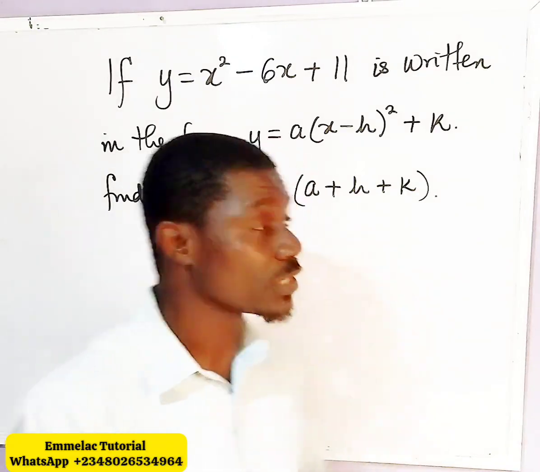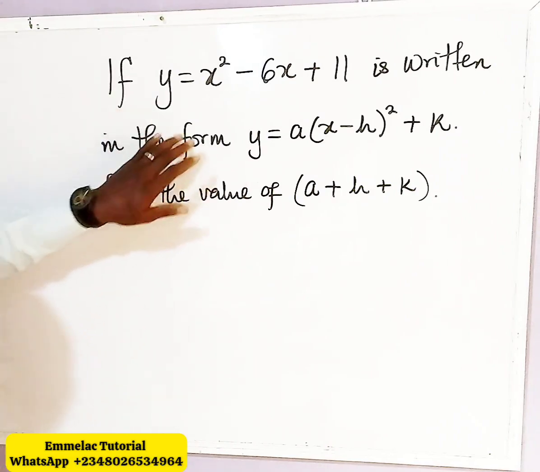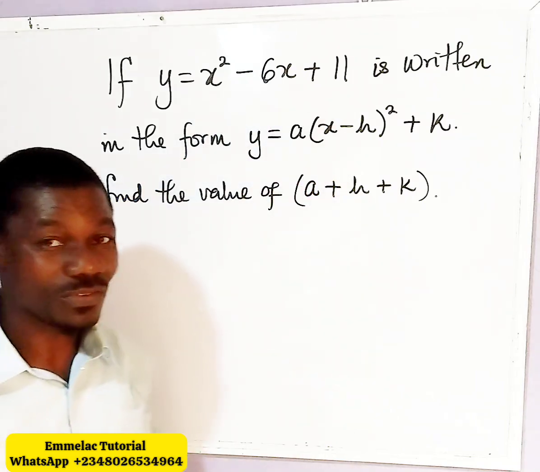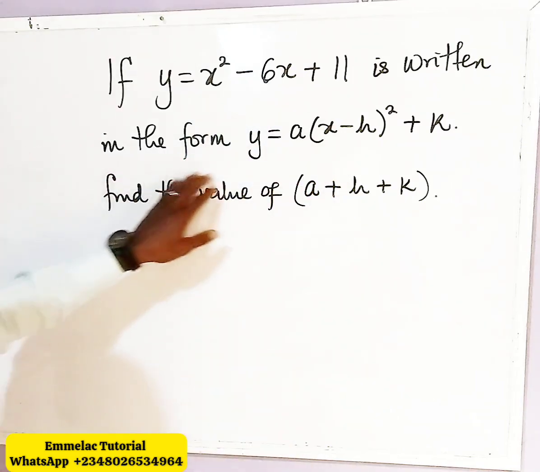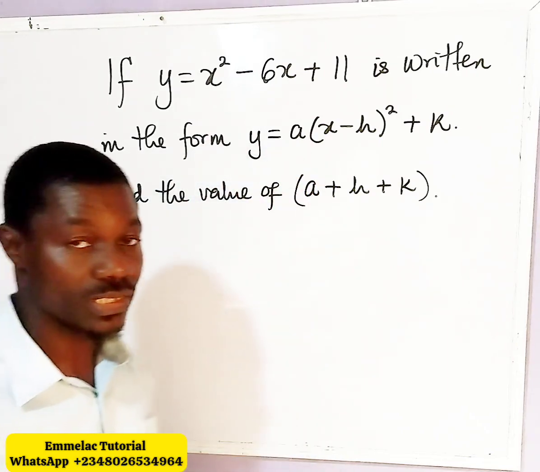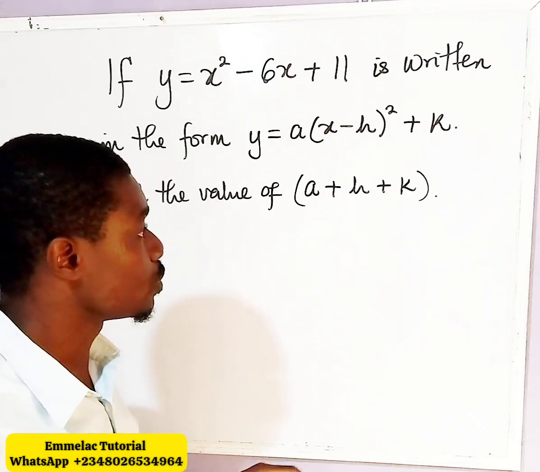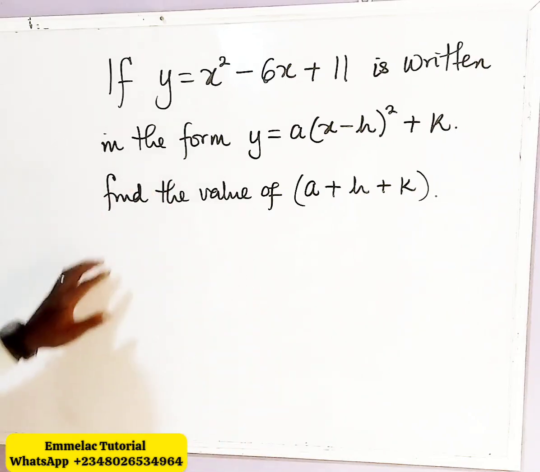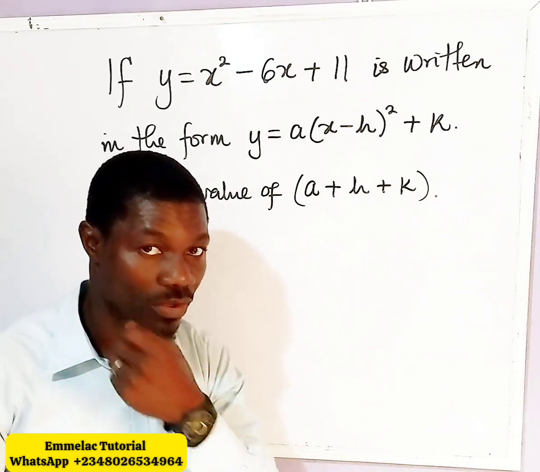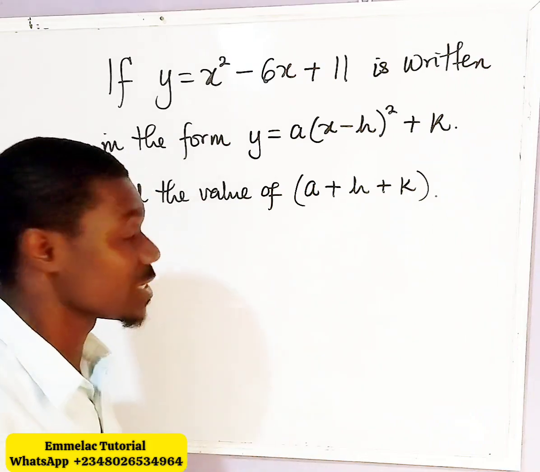Now let us look at this question, and it reads that if y equals x squared minus 6x plus 11 is written in the form y equals a(x minus h) raised to 2 plus k, now find the value of a plus h plus k. Okay, so what does this imply?